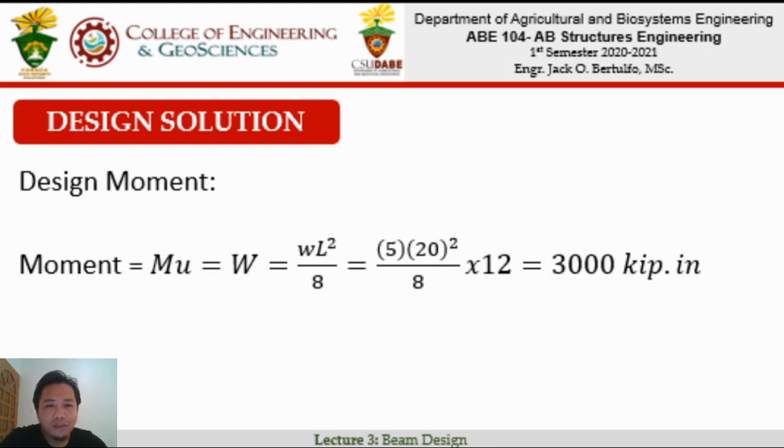But if you're confused, you can cancel this 12, then you have 30 feet. Okay, so I just multiply by 12 so that it is easy for me to design the beam, in which it is expressed in inch. Okay, so we're done with the second step.